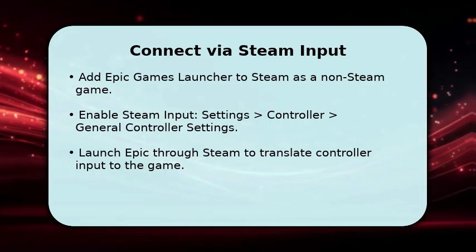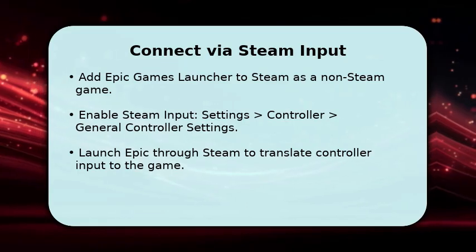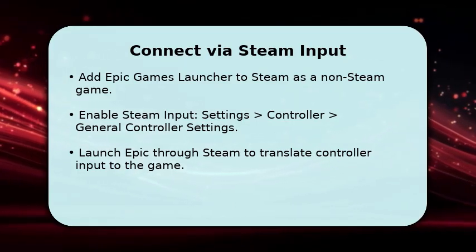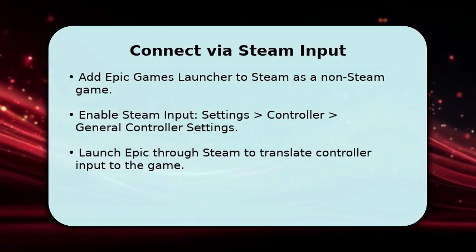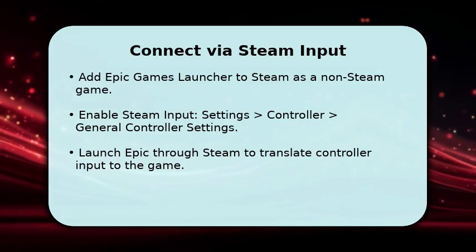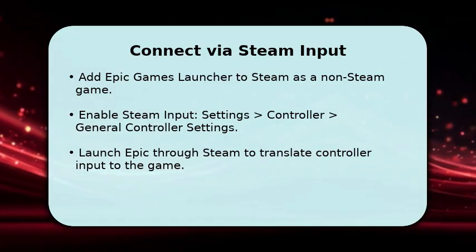First, add Epic Games Launcher to Steam as a non-Steam game. This lets Steam inject controller mappings. Then enable the appropriate controller support under Settings, Controller, General Controller Settings, so Steam detects your model and provides XInput translation. Once done, launch Epic from Steam.